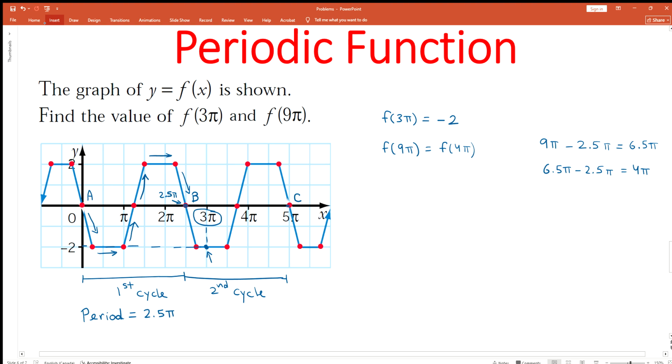Now we can use the given graph to find the value of f of 4 pi. At x equals 4 pi, the point on the graph is on the red dot, and the y value that corresponds to this point is positive 2. Therefore, f of 4 pi is equal to 2 and f of 9 pi is also equal to 2. So this is how we can find the function value for an x value that's not shown in the graph of a periodic function. So these are the steps you have to keep in mind to solve this problem.